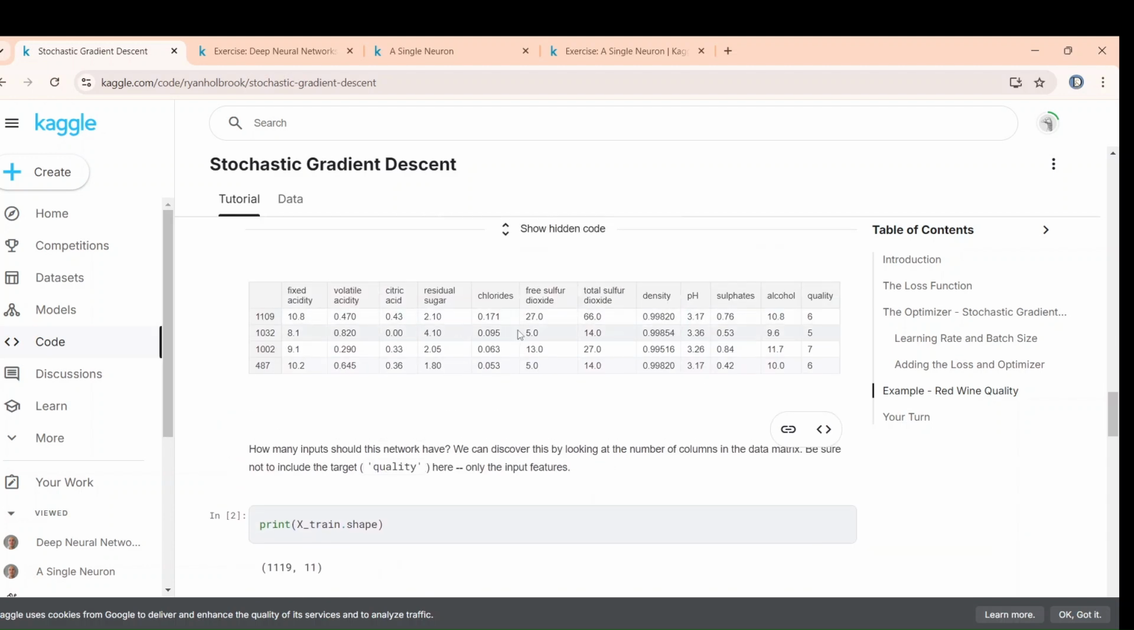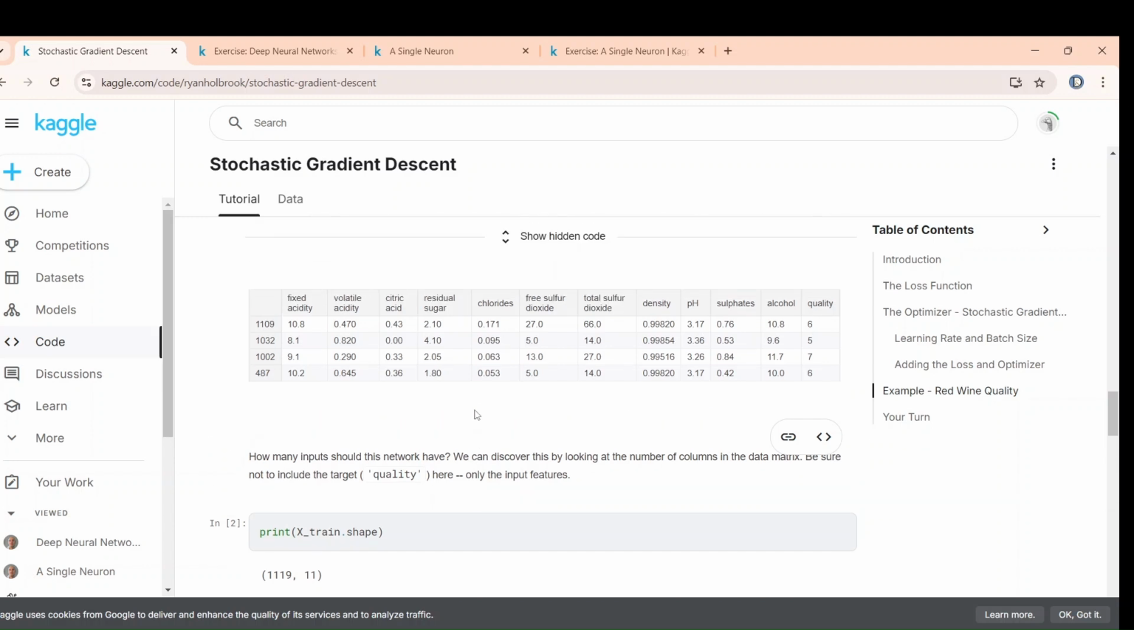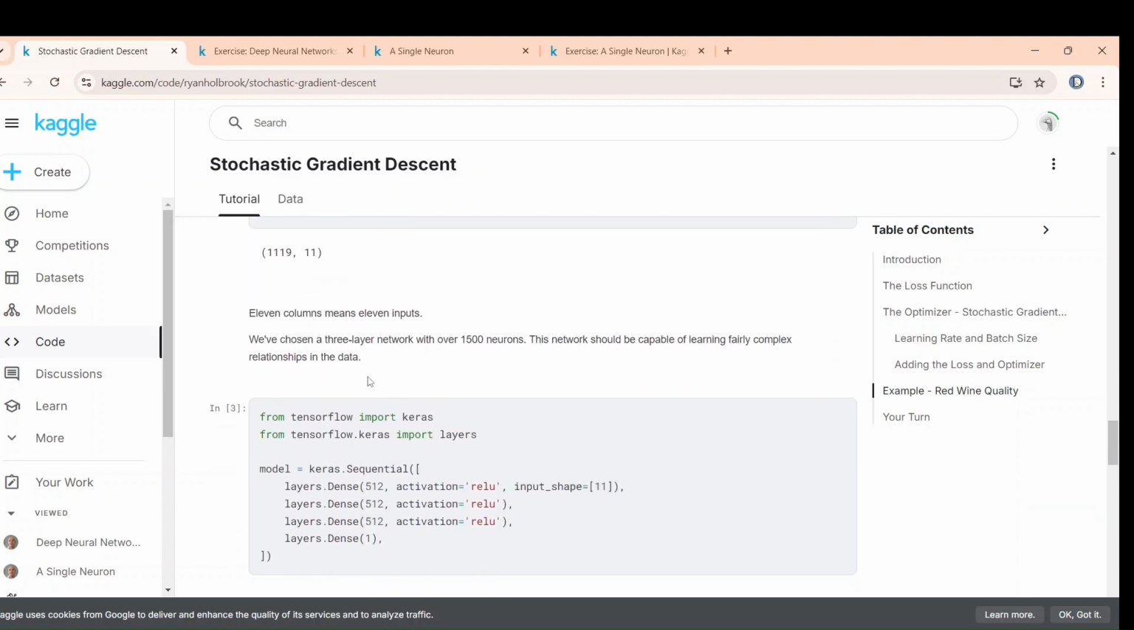1, 2, 3, 4, 5, 6, 7, 8, 9, 10, 11. See, X.shape[1] is 11, and these are the number of rows in the complete data set. We can discover the number of columns by looking at it. Be sure not to include the target. The target is the quality. Fine. 11 columns means 11 inputs.